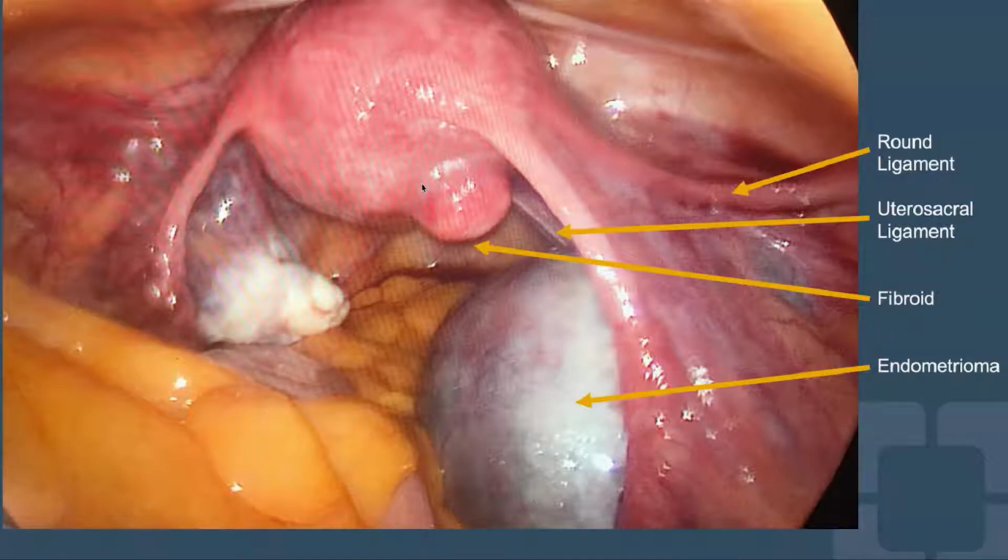You can also see pathology on this, looking at a small fibroid off the posterior aspect of the uterus. And this large ovary is the endometrioma of the ovary, you can see here.